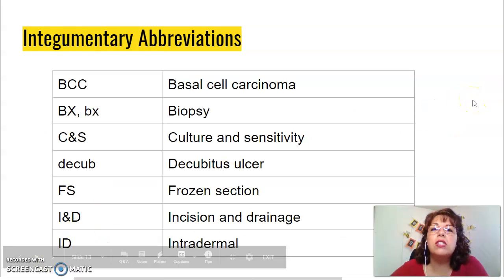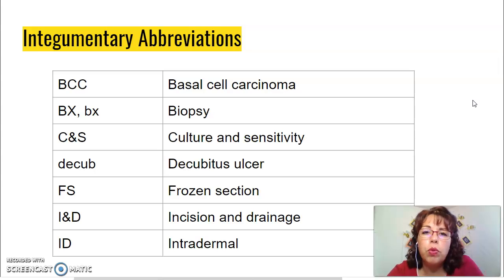Some abbreviations that I do want you to be aware of. You do not need to make these into a flashcard. But BCC stands for basal cell carcinoma. You know OMA is tumor. Carcino is cancer. Basal, AL is pertaining to, and base or baso is the base. So the very bottom layer has cancer.